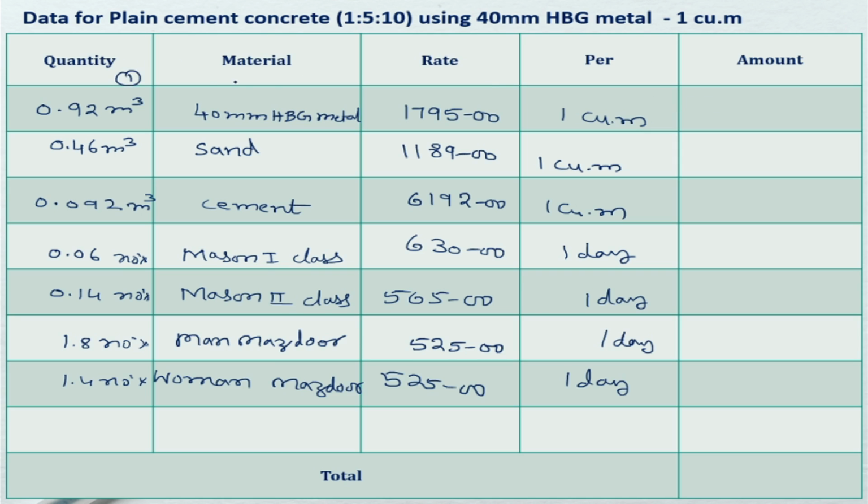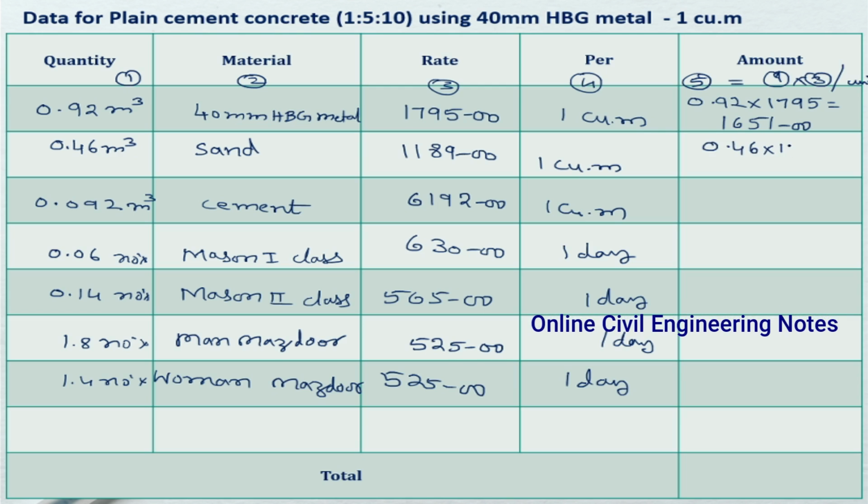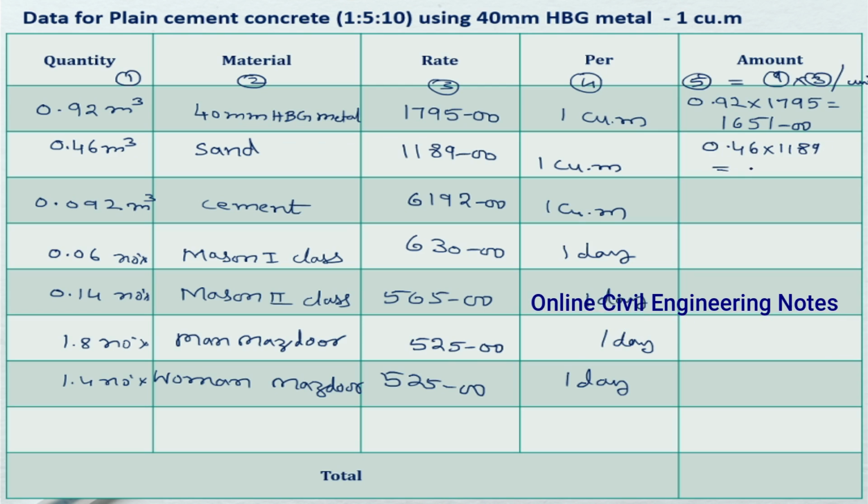Calculate the amount. Quantity into rate per unit. 0.92 into 1,795 rupees per cubic meter, 1,651 rupees. 0.46 into 1189 rupees per cubic meter is equal to 546 rupees 94 paisa. 0.092 into 6,192 rupees per cubic meter is equal to 569 rupees 67 paisa.